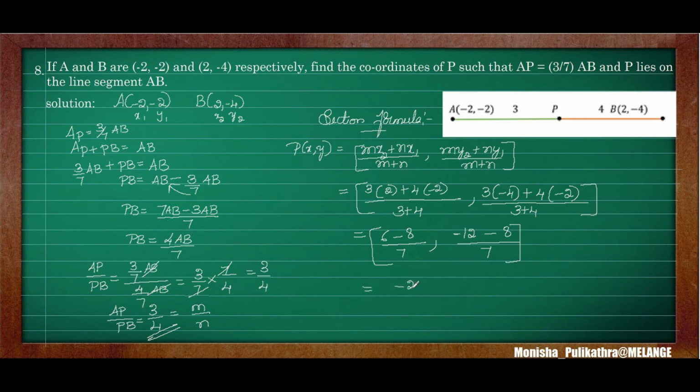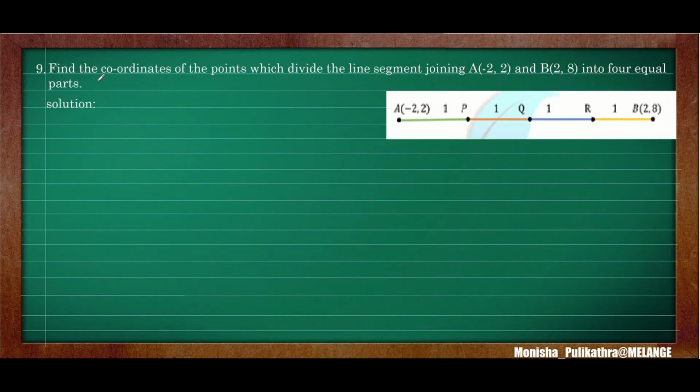So here minus 2 divided by 7, comma minus into minus is plus. So 12 plus 8 is 20. So larger number has minus sign, so minus 20 by 7. We can't divide both the numbers, so let it be in fraction form itself. So the coordinates P of xy is equal to minus 2 by 7, comma minus 20 by 7. So hope you understood this.